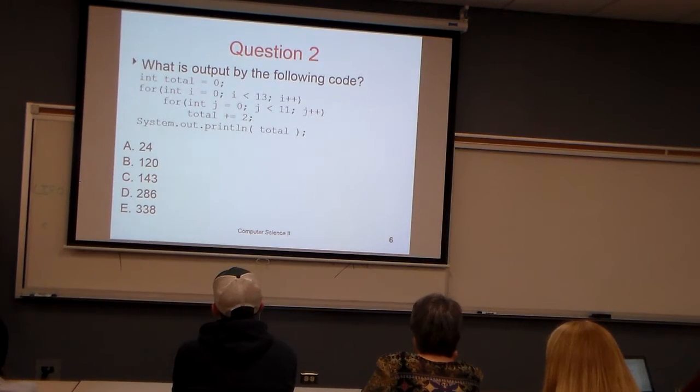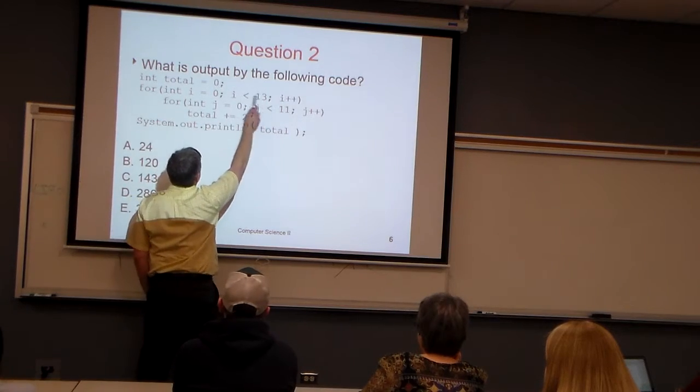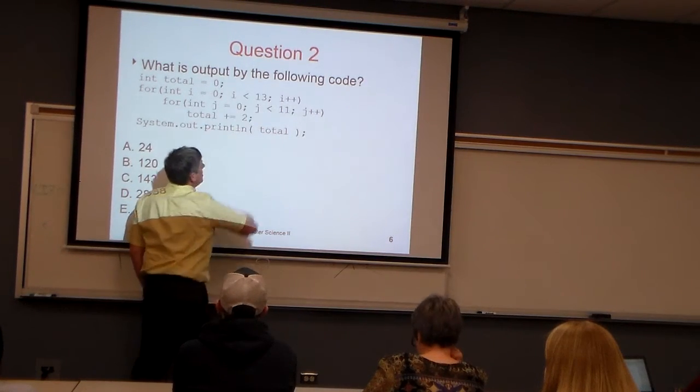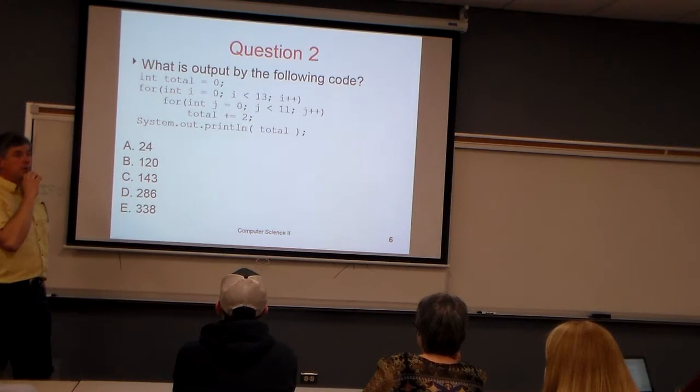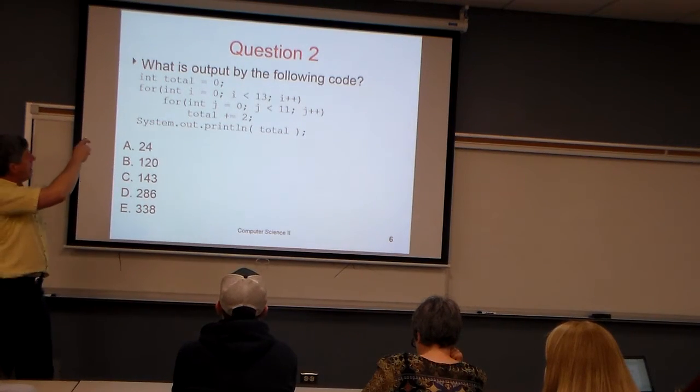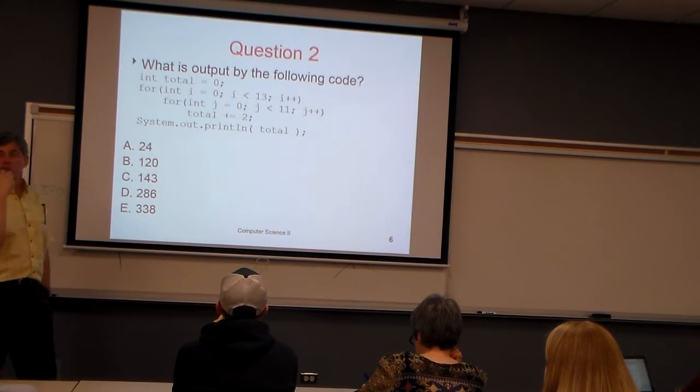13, okay? What about the inner for loop? How many times is that going to execute? We got the outside one, we said what? This is going to be 13 times, right? It's going to go from 0 to 12. The outer one's going to go 13 times. What about the inner one? 11. It's going to go 11 times, okay?